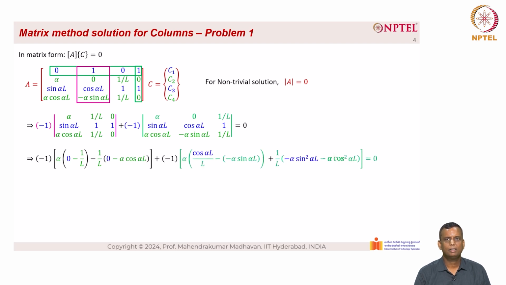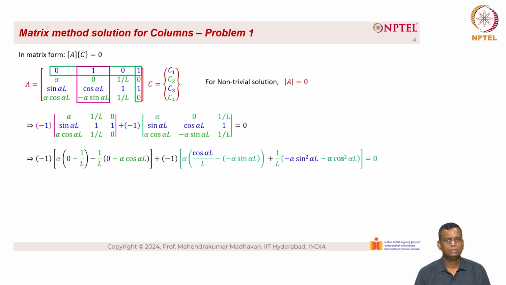So when we further expand this, we have minus 1 into alpha into 0 minus 1 by L minus 1 by L into 0 minus alpha cos alpha L plus minus 1 into cos alpha L by L minus of minus alpha into sin alpha L bracket close plus 1 by L into minus alpha sin square alpha L minus alpha cos square alpha L bracket close should be equal to 0.